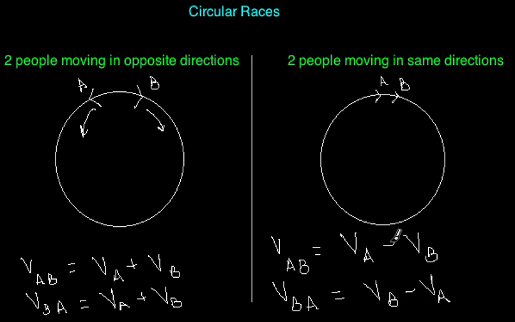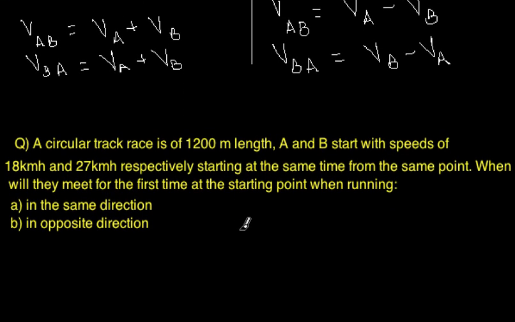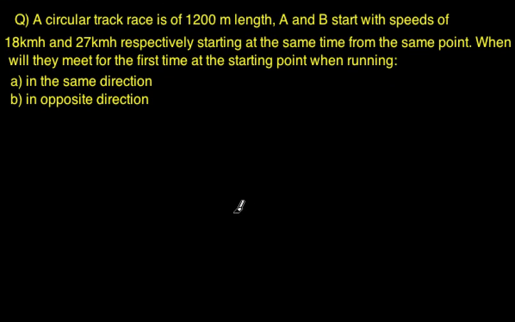So, when two people are moving in the same direction, we take the difference of the speeds to find the relative speed, and when they are moving in the opposite direction, we add their speeds to find the relative speed. Now we'll be looking at a problem from the same topic of circular track races.